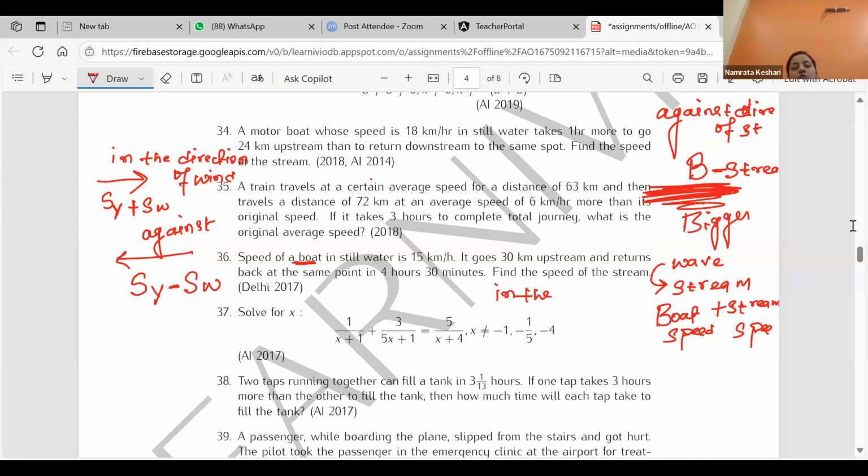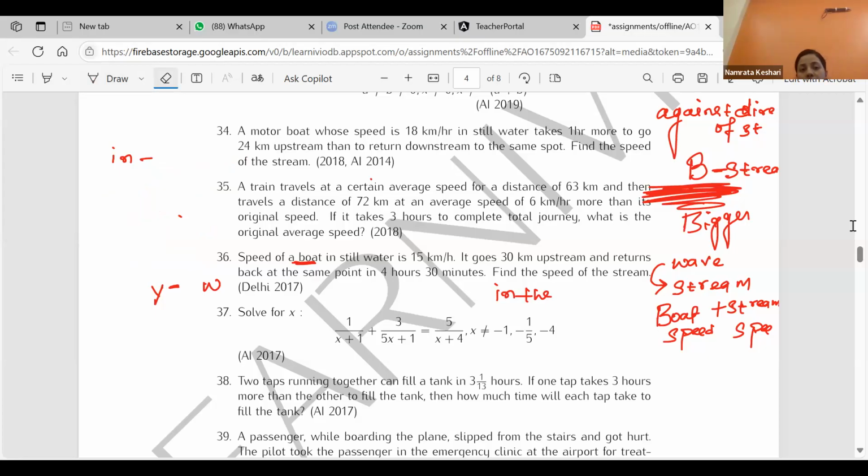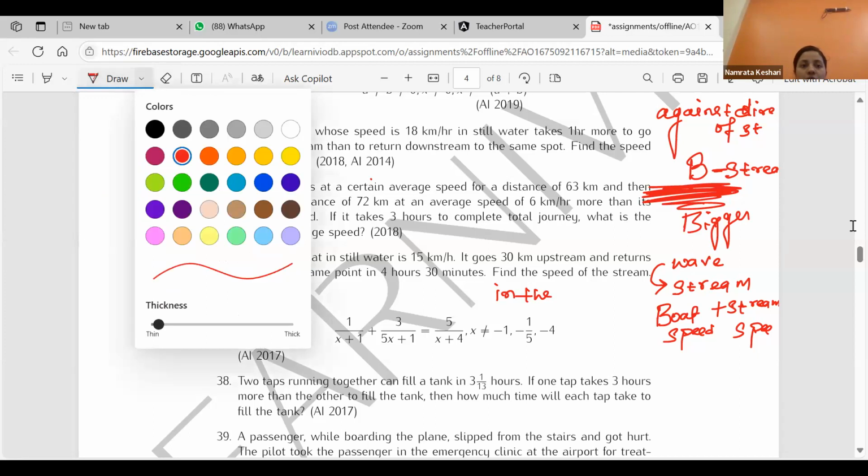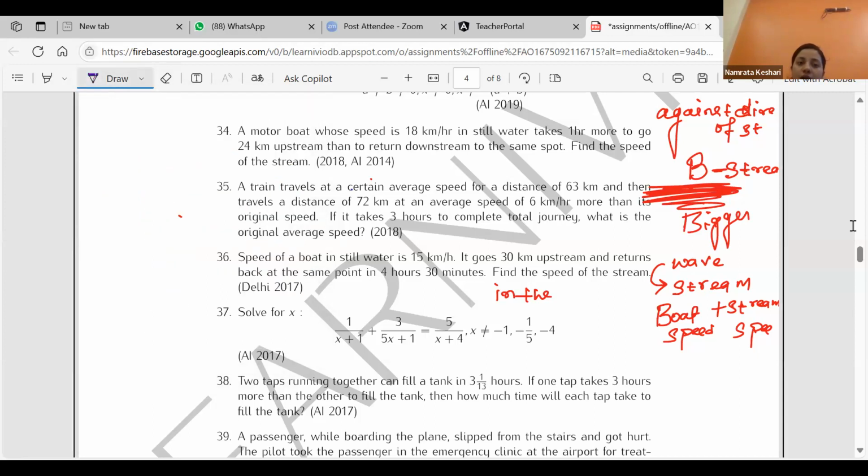Now I am going to name these two situations. Listen to me carefully. When the boat is going in the direction of the stream, that's called downstream. Anytime, anywhere you read that downstream is mentioned, you will understand that the boat is moving in the direction of the stream, and here you need to add both the speeds. Is it making sense?